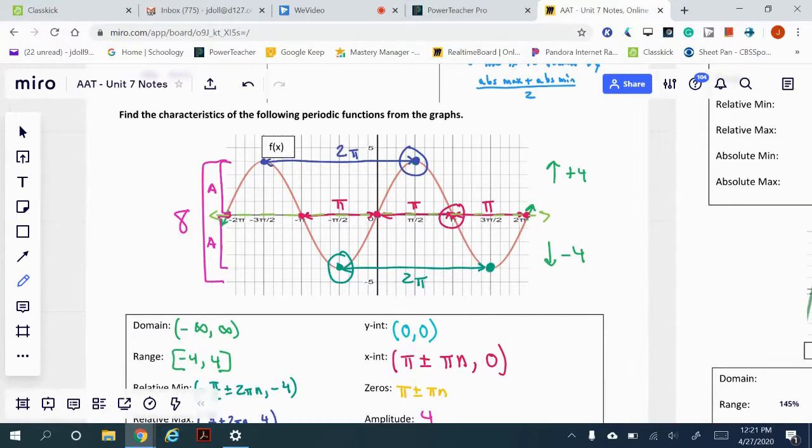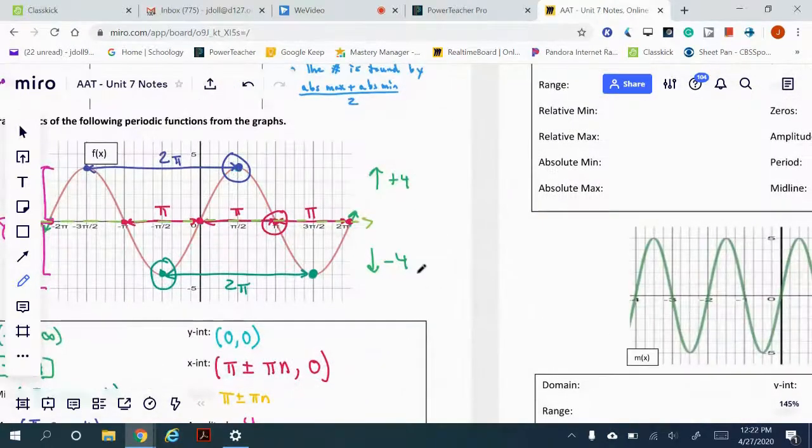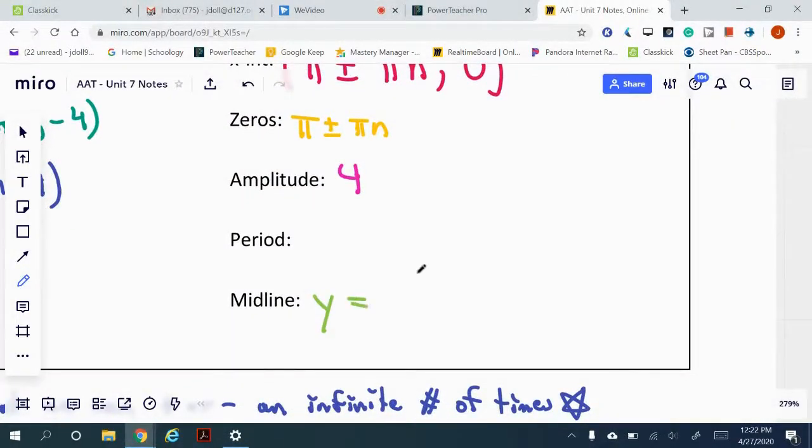Now, it's not a reflection, but it creates this halfway dividing line. And we talked about that was halfway between the max and min as well. So if we take the maximum 4 and negative 4 and add them together, we get 0, divided by 2. Our midline is y equals 0.